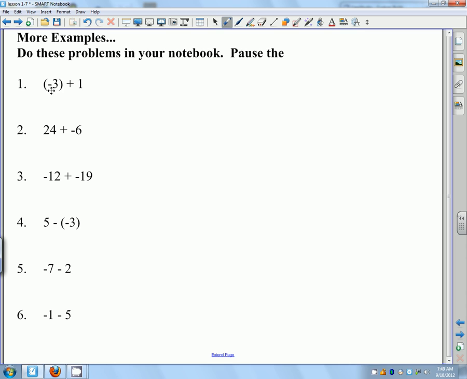All right, negative 3 plus 1. So I have a negative and a positive. So negative plus positive, those are two opposites, so that means I subtract, and I get 2, and I keep the sign of the larger number, which is negative 2, because my 3 is the larger number. All right, same thing here. I have a positive plus a negative, so I'm going to subtract those two numbers, and I get 18, and then I keep the sign of the larger number, which is 24. So it's a positive 18.